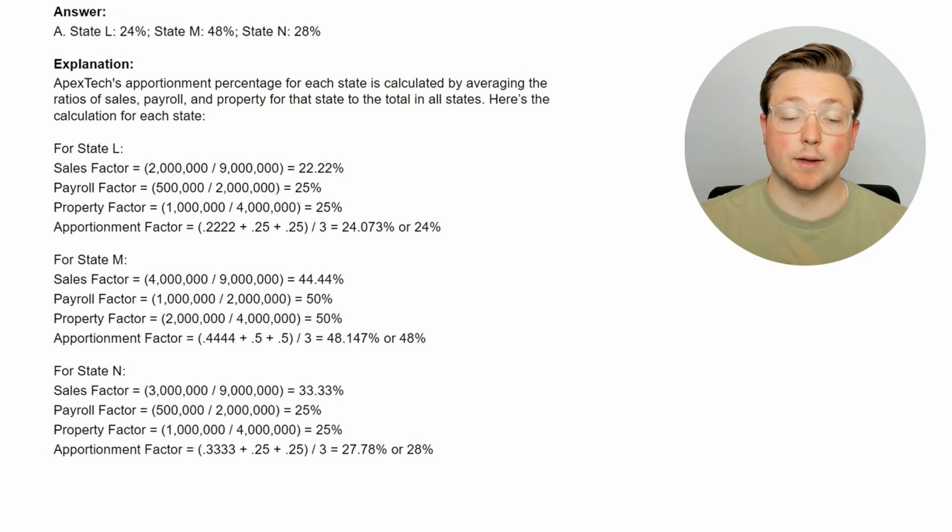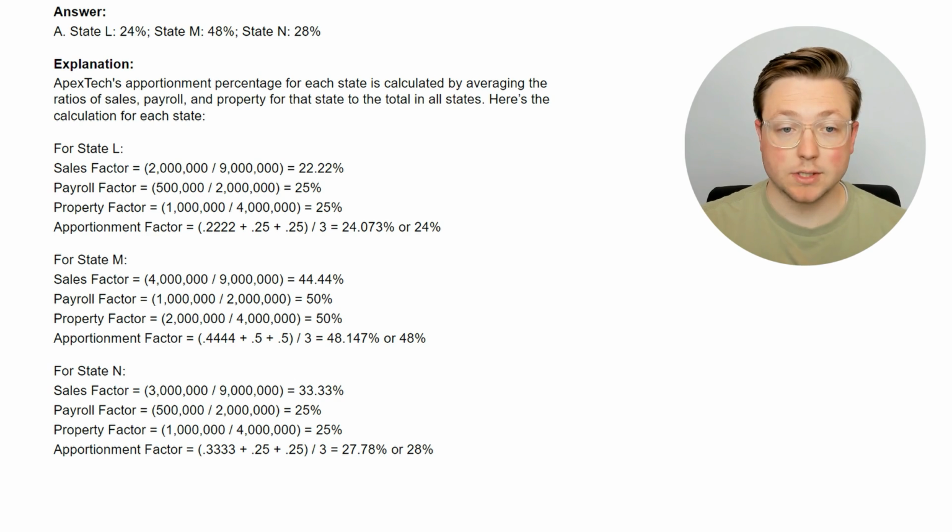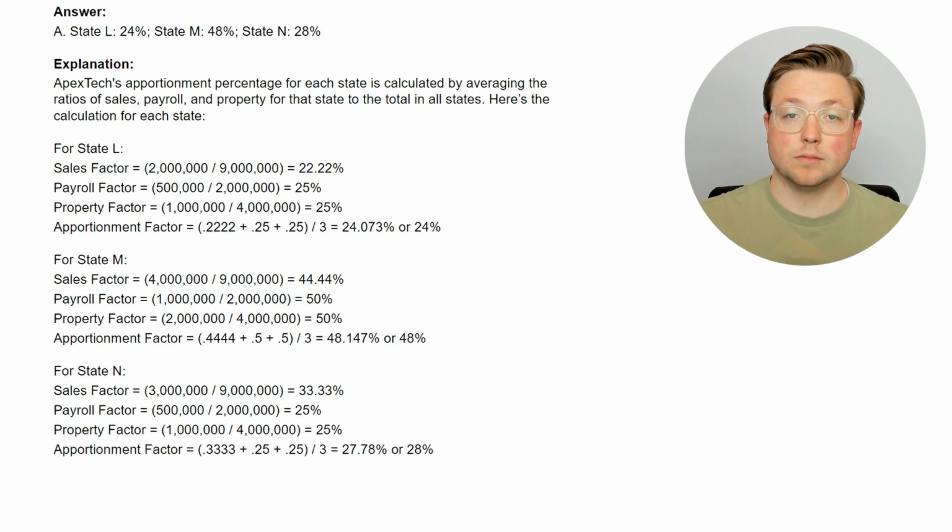Okay, and the answer is that they would apportion 24% to state L, 48% to state M, and 28% to state N. So let's learn how this works. Apex Tech's apportionment percentage for each state is calculated by averaging the ratios of sales, payroll, and property for that state to the total in all states. Here's the calculation for each state, and we're just going to go over one of them because it's the same for all of them.